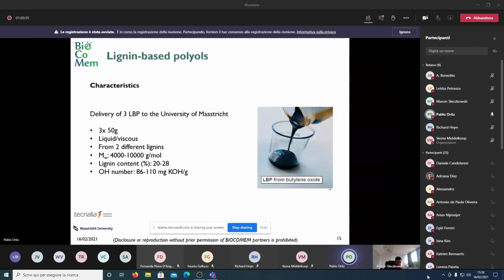This is it for the project, but we are also working on other applications of these lignin-based polyols. And with this, I end my part, and I give the floor back to Marcin to explain the polyamide part.